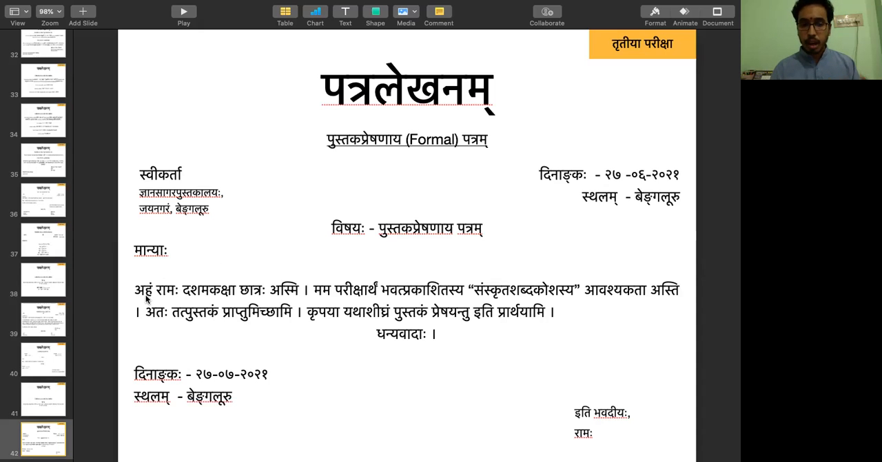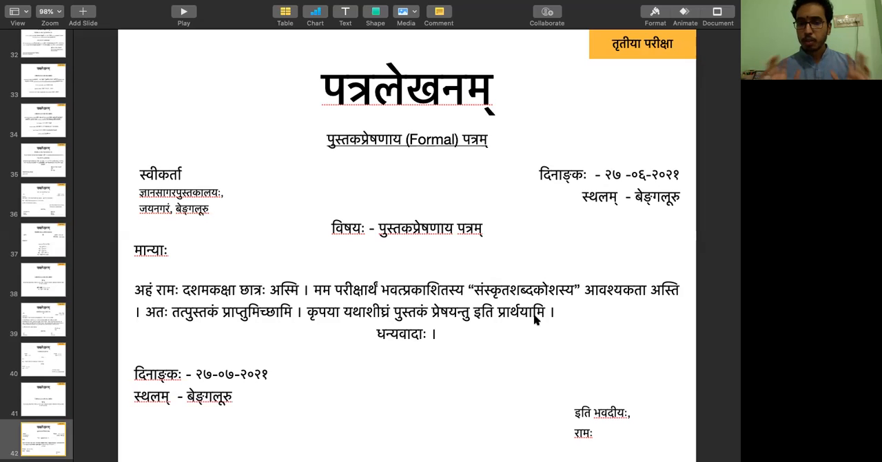Manyaha, Aham Ramaha, Dashama Kshatraha Asmi. I am a 10th standard student called Rama. Mama Parikshartham Bhavat Prakashitasya Samskrita Shabdakoshasya Avashyakata Asti. For my exam, Mama Parikshartham, Bhavat Prakashitasya, the book that is published by you called Samskrita Shabdakosha. So your library has published a book called Samskrita Shabdakosha, and Avashyakata, there is a need for that book for my exam, Parikshartham. Ataha tat pustakam praptum ichhami. Hence I would like to get that book. Kripaya yatha shigram pustakam preshayantu iti prarthayami. Hence I request you to send me that book as quickly as possible.